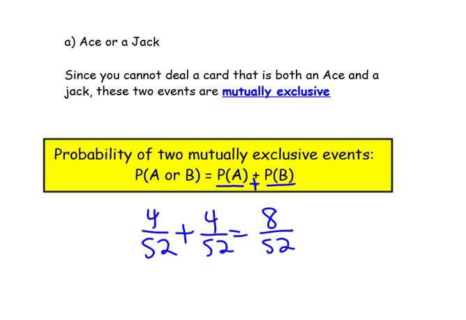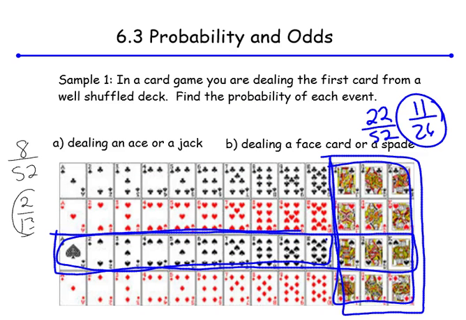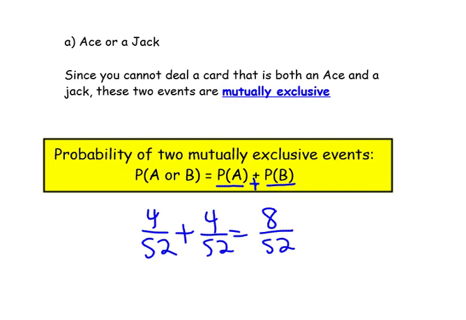Now, when you're just looking at all the cards, you can certainly just count. We had 4 aces and 4 jacks, and so we just added those together. But we don't always have that right in front of us, and so this is a good technique to use as long as the events are mutually exclusive. They cannot happen at the same time.